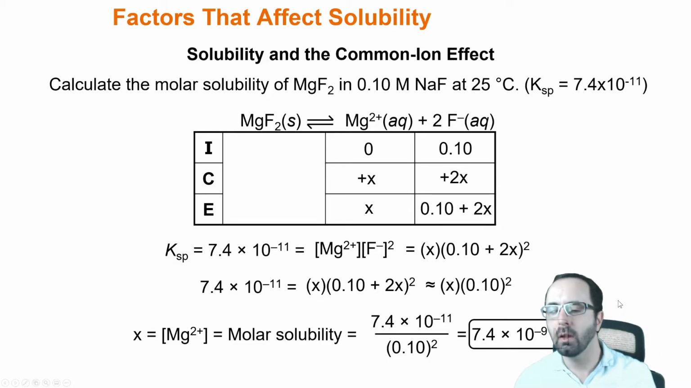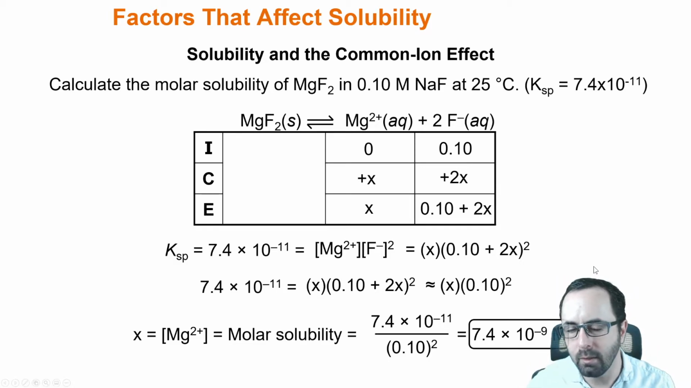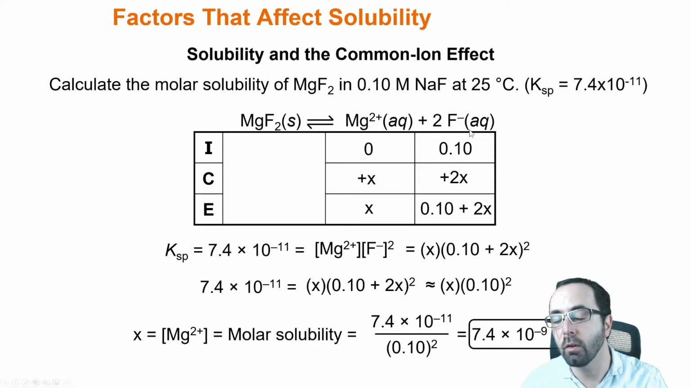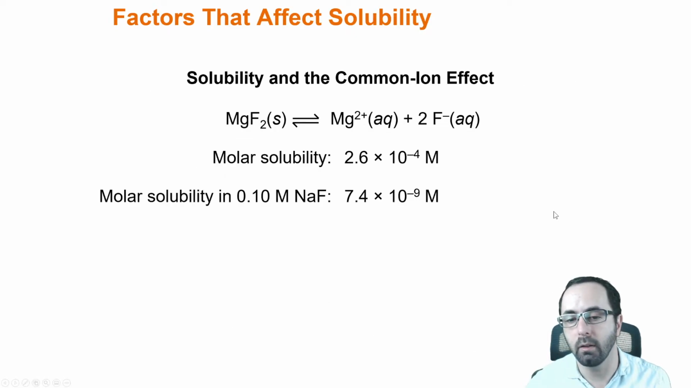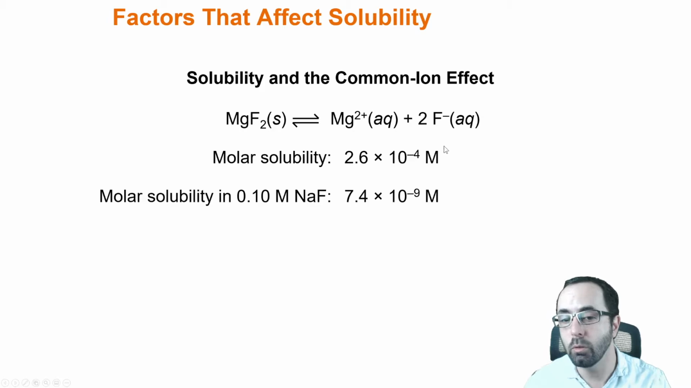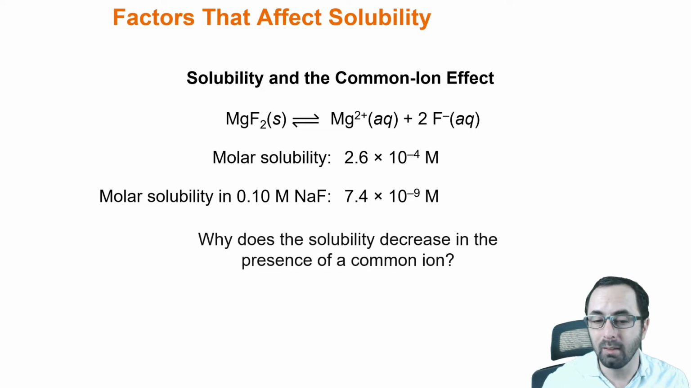And so now let's compare the answer that we got for the solubility of magnesium fluoride in pure water versus in sodium fluoride, where we had the common ion effect. So the molar solubility in pure water was 2.6 times 10 to the minus 4, and in 0.1 molar sodium fluoride, it was 7.4 times 10 to the minus 9. Now we should be thinking, does this make sense?